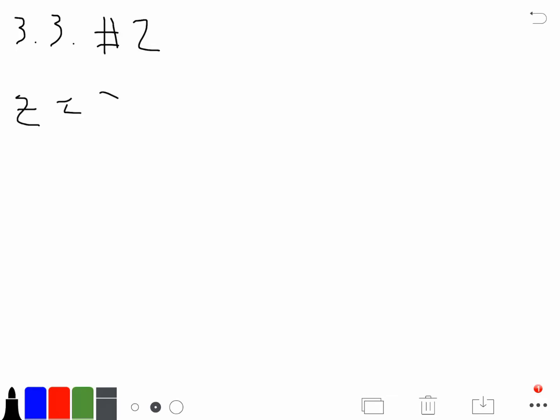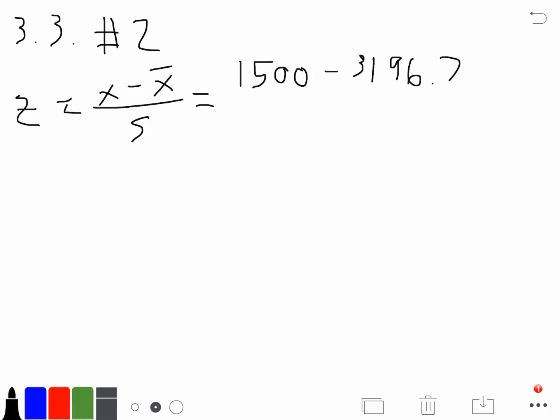We're going to use the formula to find out the z-score for the male first. Z equals x minus x bar all over s, which would be equal to x for the males is 1,500 minus x bar for the male would be 3,196.7 all over standard deviation for the males, which is 590.6.